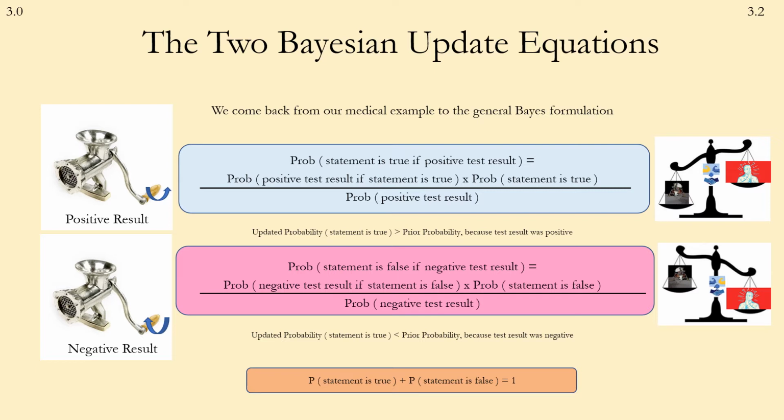And we notice that we've put some icons to illustrate what's going on here. The pan balance icons show that in one case the balance will be in one direction, in the other case, the other direction. And also on the left, the meat grinder, we turn the meat grinder in one direction if we got a positive result, and we turn it in the other direction if we got a negative result. We have a very, very versatile meat grinder. And if we ever get confused about what's going on, we can always check our results, noting that the probability that a statement is true plus the probability that the statement is false always has to add up to 1.